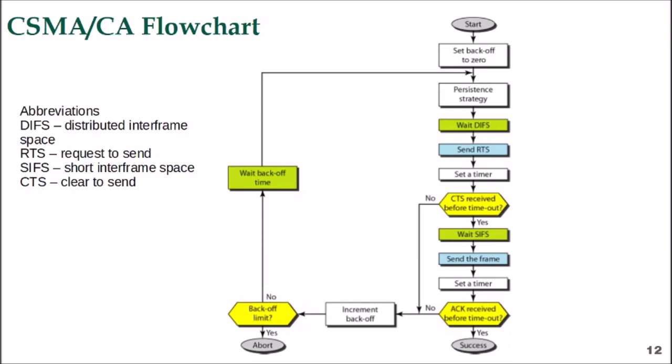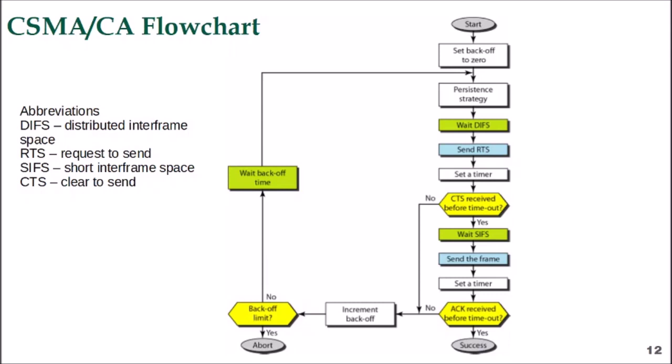After the station is found to be idle, the station waits for a period of time called the distributed interframe space, or DIFS. Then the station sends a control frame called the request to send, RTS. After receiving the RTS and waiting a period of time called the short interframe space, or SIFS, the destination station sends a control frame called the clear to send, or CTS, to the source station. This control frame indicates that the destination station is ready to receive data.